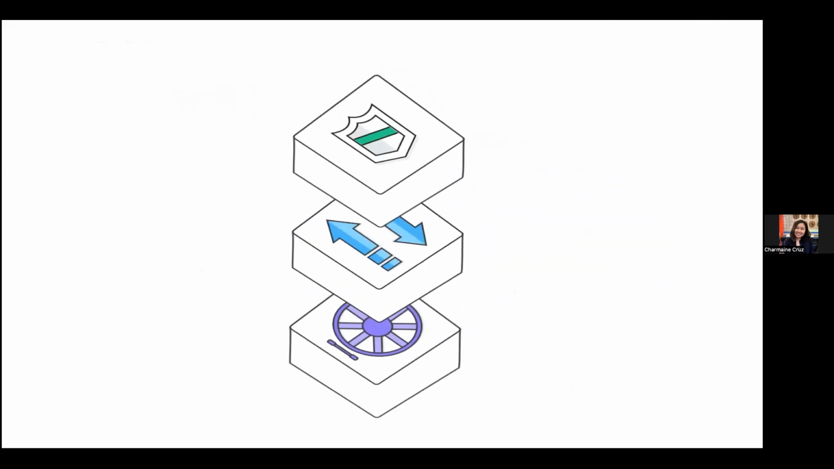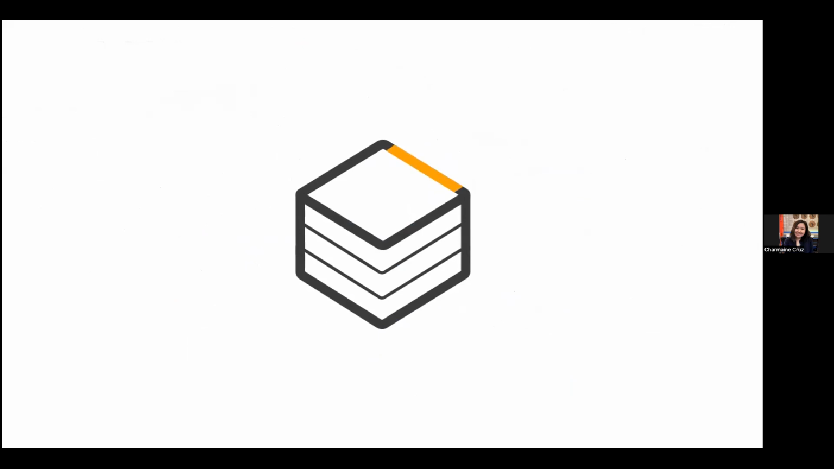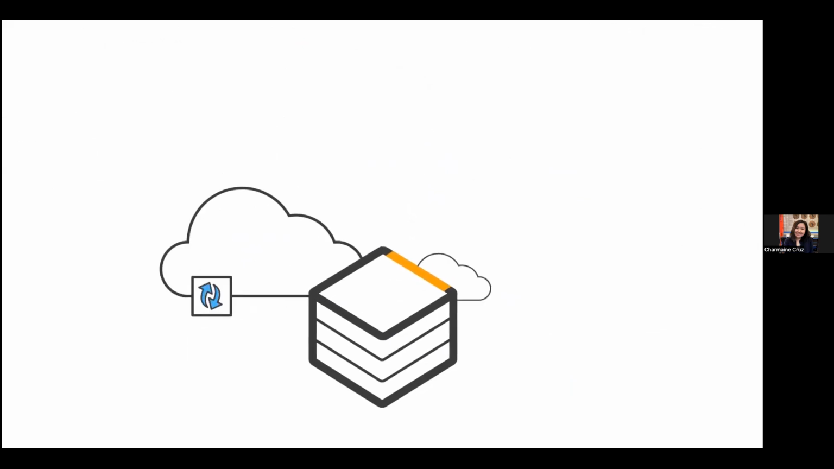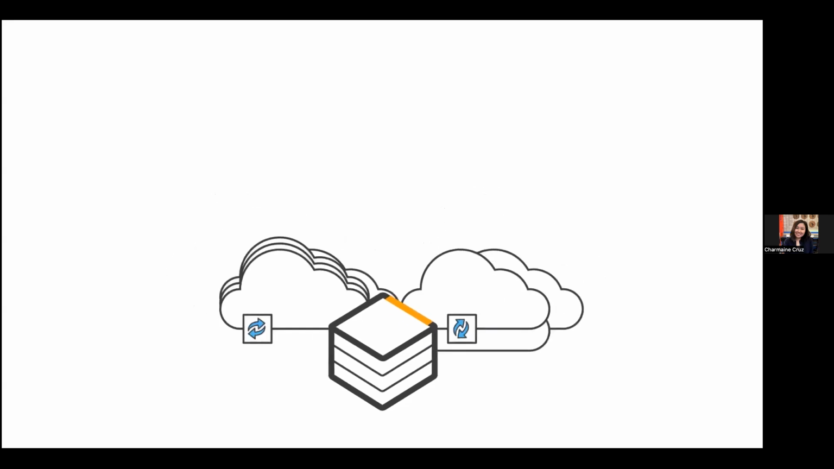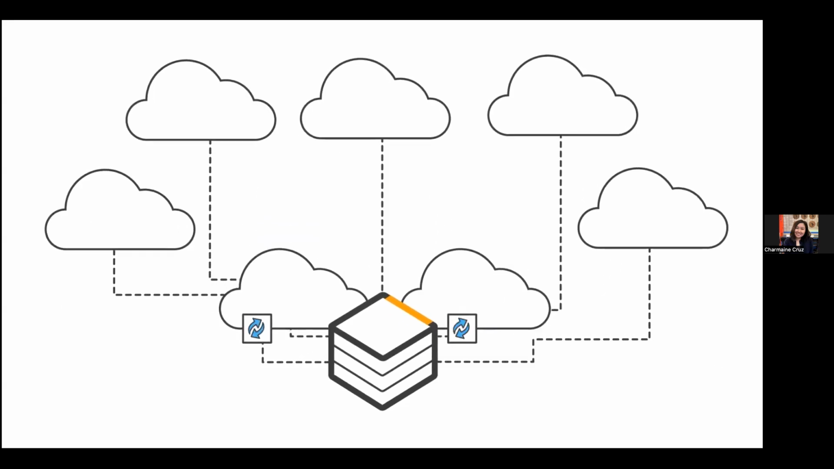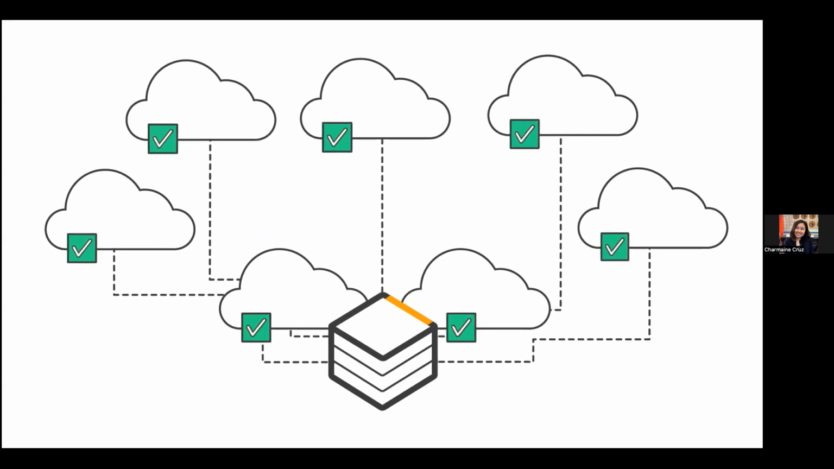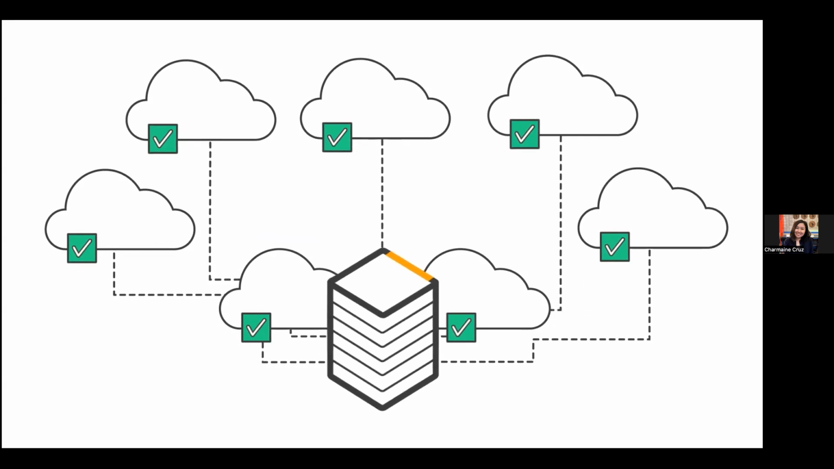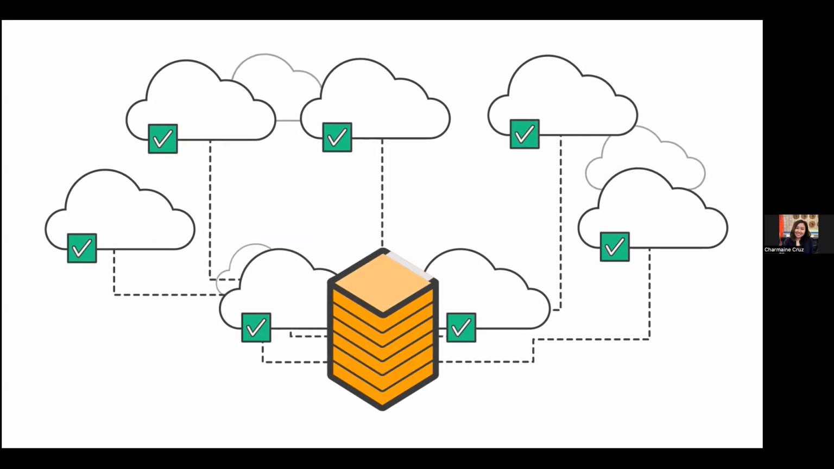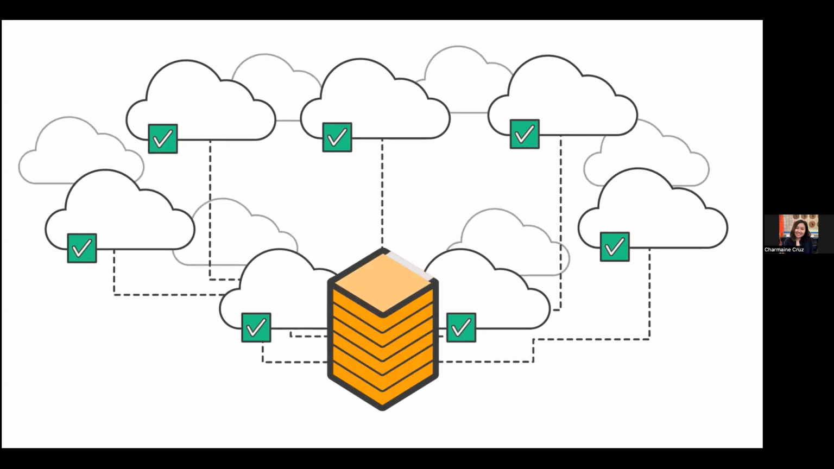CodeCommit eliminates the need to set up, manage, and scale your own source control system. There is no hardware to manage or software to patch and update, and you don't have to worry about running out of space. CodeCommit is built on a highly redundant and durable architecture, keeping your repositories highly available and accessible. As your project grows and the number and size of your repositories increases, CodeCommit automatically scales, so you never run out of space.